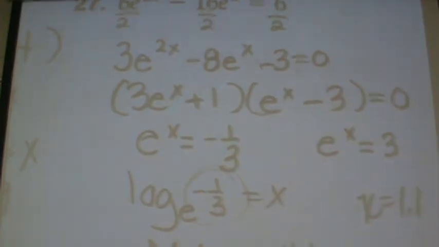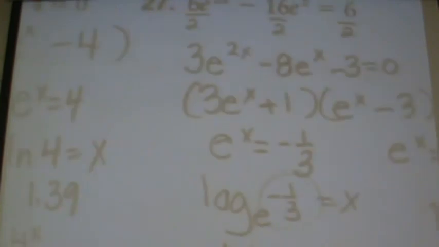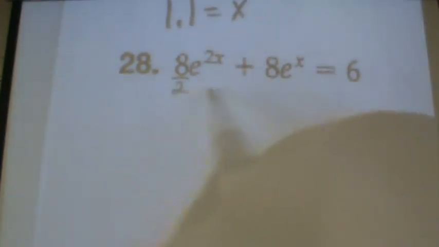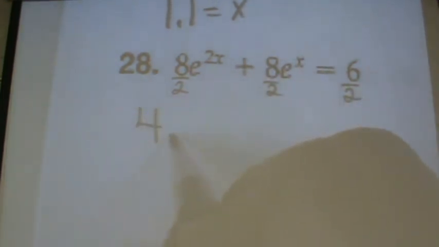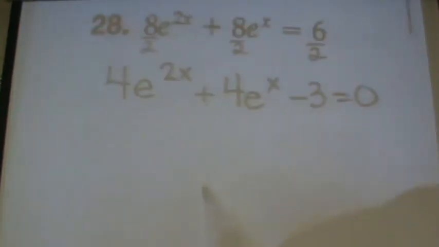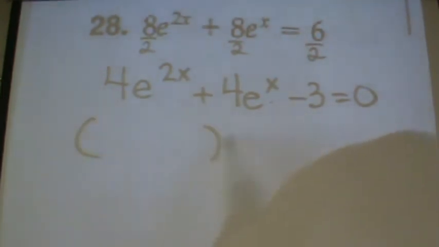One more and we're done. Okay, what should you do with 28? Can you simplify this at all? Can you divide anything by any number? 2. Yep. So you get 4e to the 2x plus 4e to the x. I'm gonna bring minus 3 over. All right, who can factor this one?